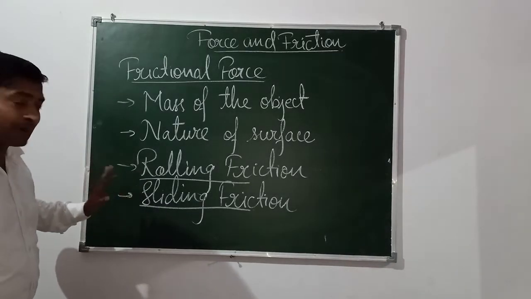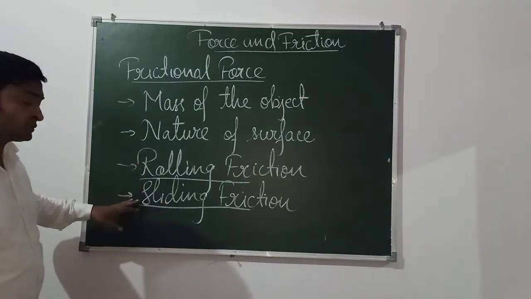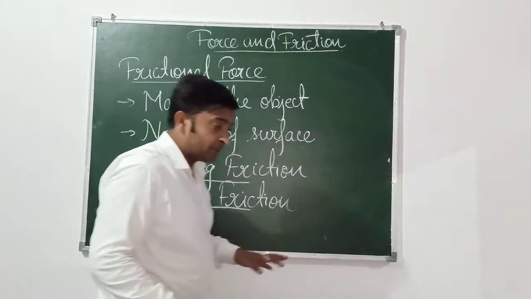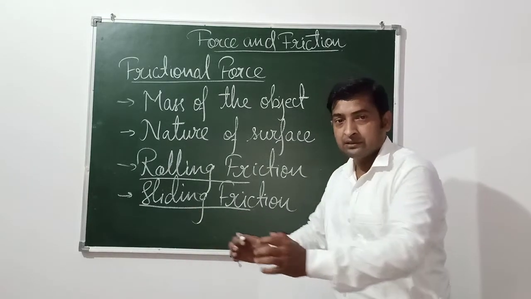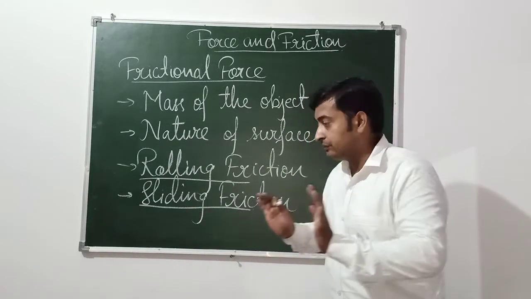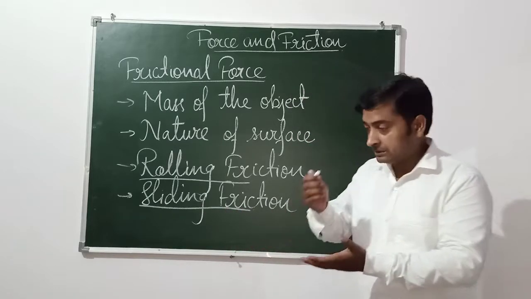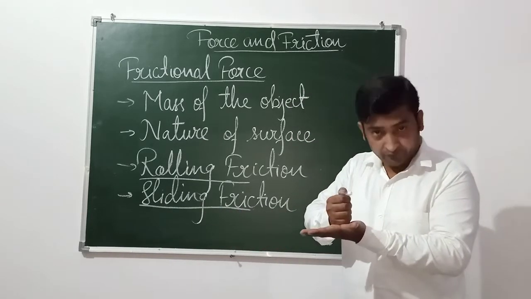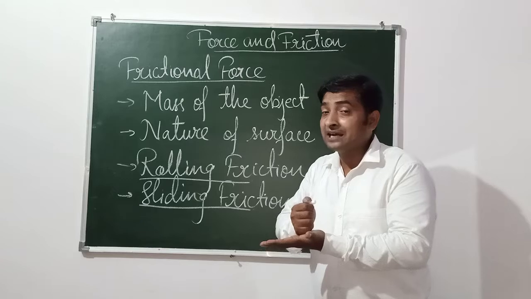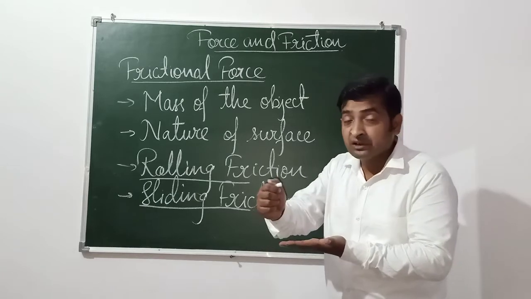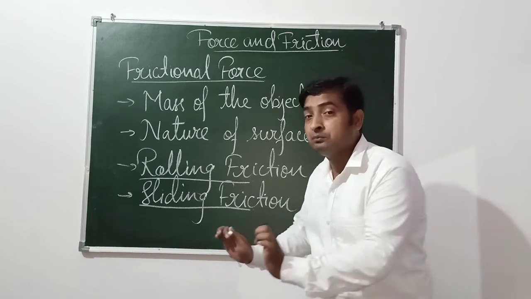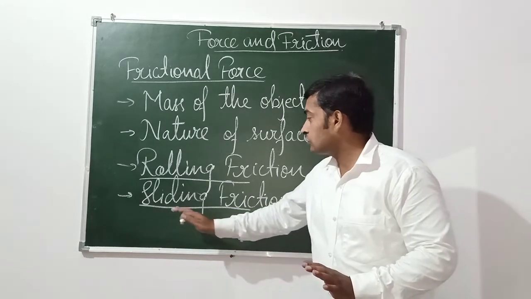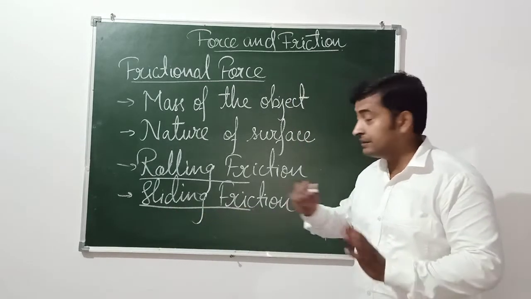I can give you an example of sliding and rolling friction. Sliding friction is what? If you are pushing a chair, or pushing a table, the table is in contact with the floor. Because of that contact, the frictional force is there. It resists the movement. You have to apply more and more force every time. So that is known as sliding friction.